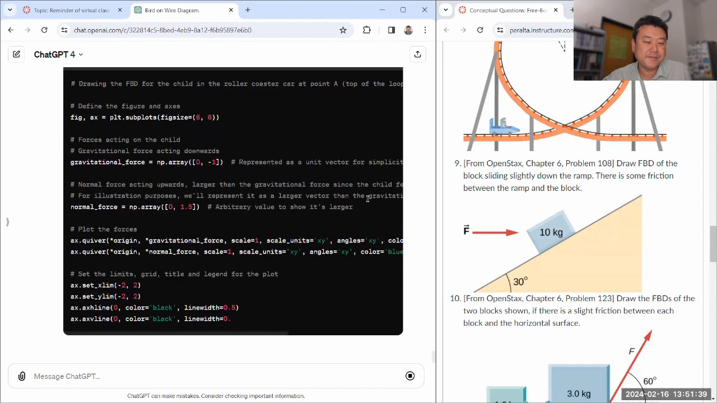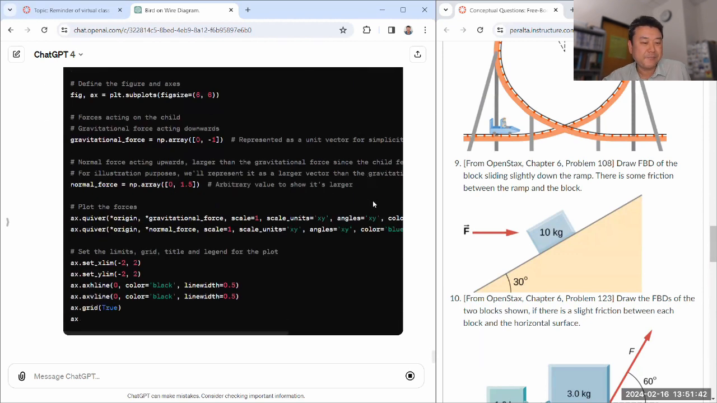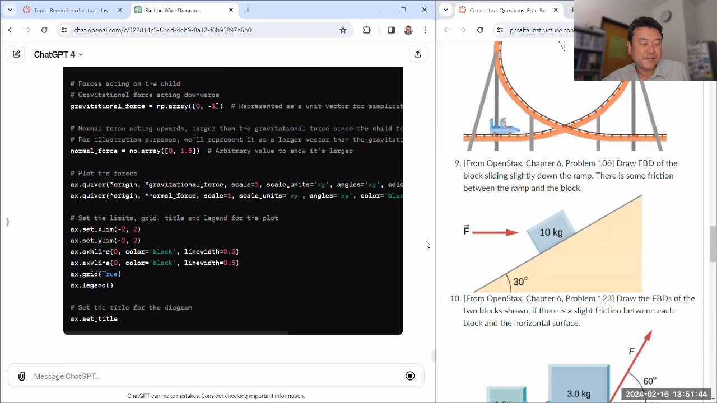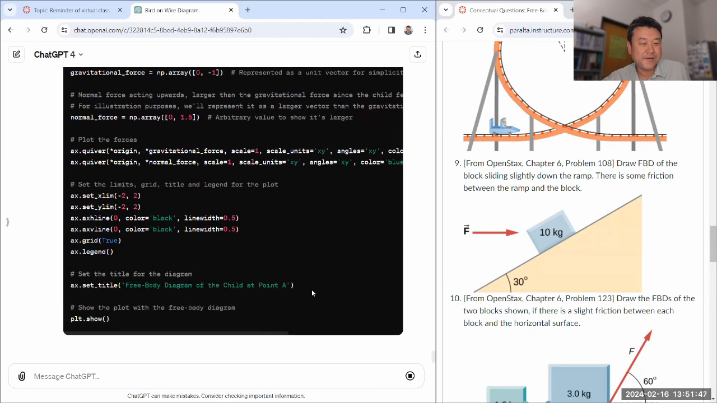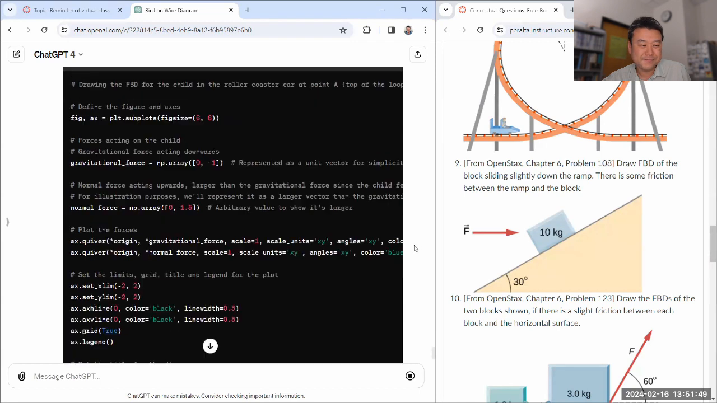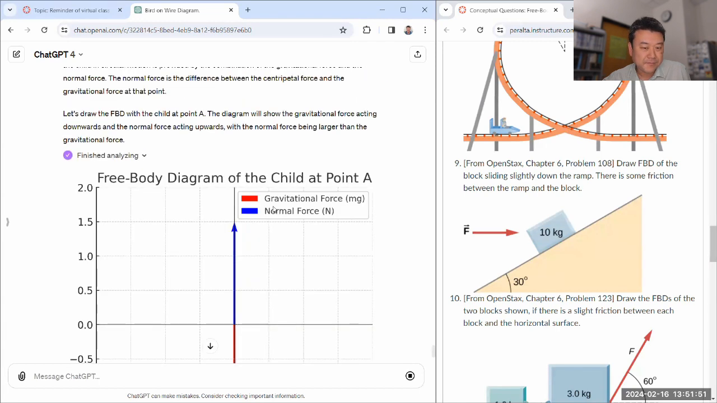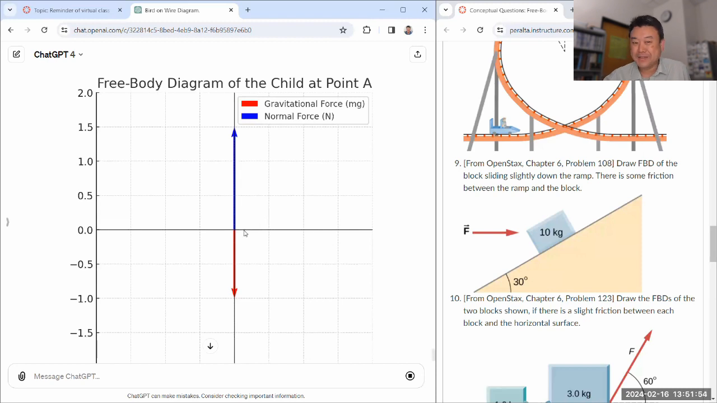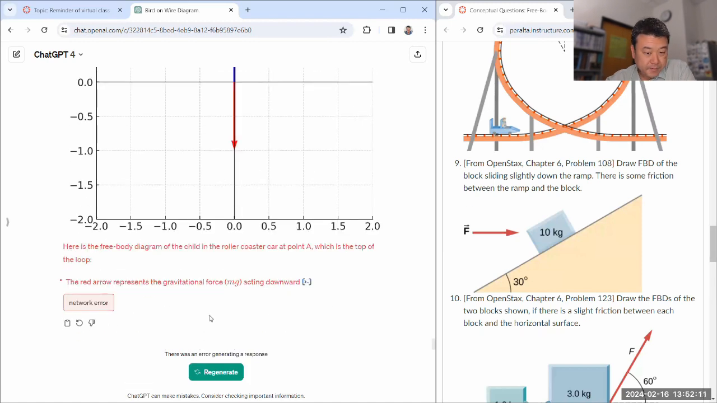Is it almost done? It's still at a place where it could crash. All right, maybe it won't crash. Yeah, that's wrong. So the normal force should be downward. And as long as there's some normal force, that means the child is not in free fall. They feel like being held to the seat. And this is wrong. Yeah, network error, it's fine. Let me just refresh.